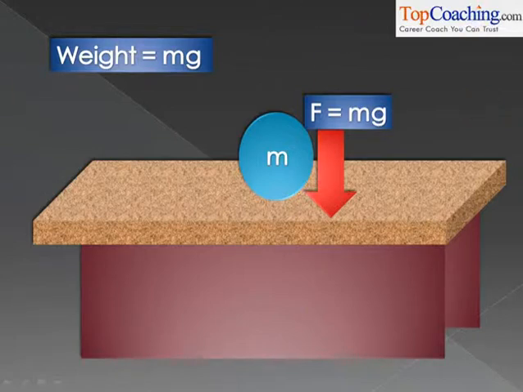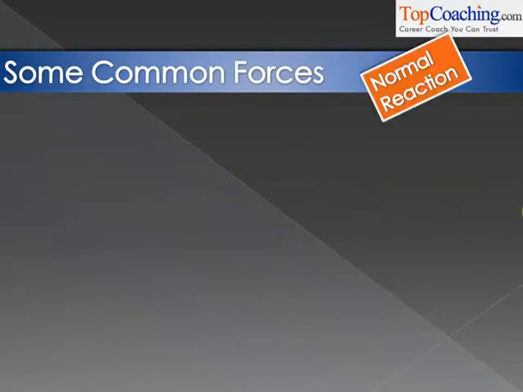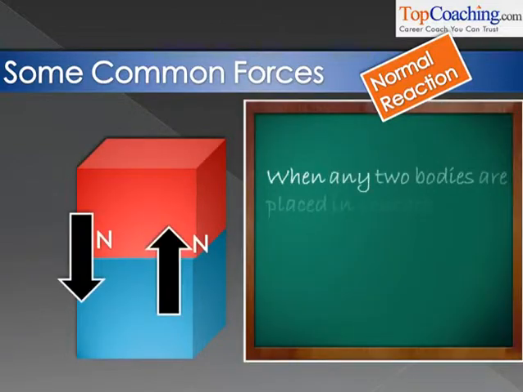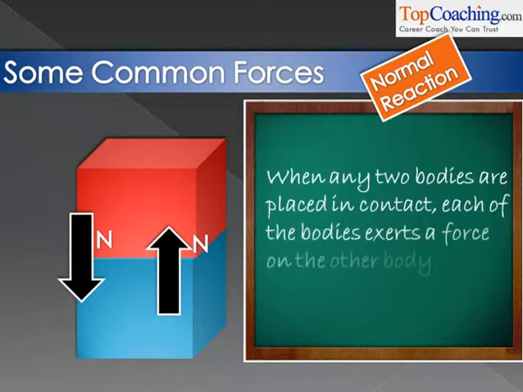The first force we've studied is F equal to mg. Take a look at the second force, the normal reaction. Take a look at these two boxes placed one over the other. When any two bodies are placed in contact, each of the bodies exerts a force on the other body. This force is the normal reaction. This might seem weird, but try to understand this carefully. If any two bodies are pressed together, a force acts on each of the bodies because of the other body. Understood? This force is what is called the normal reaction.